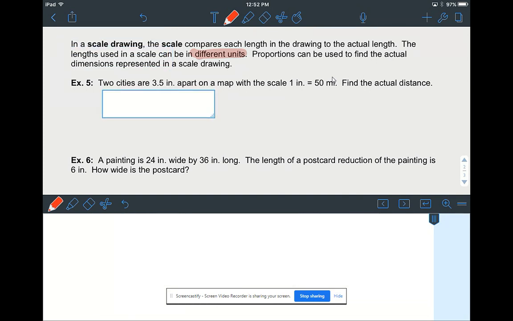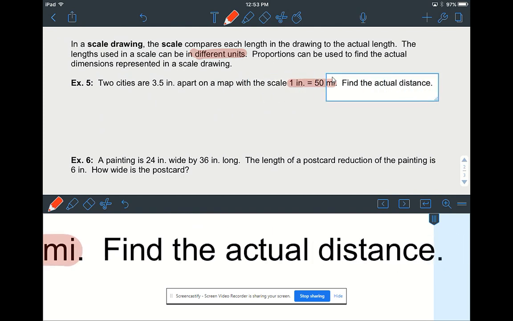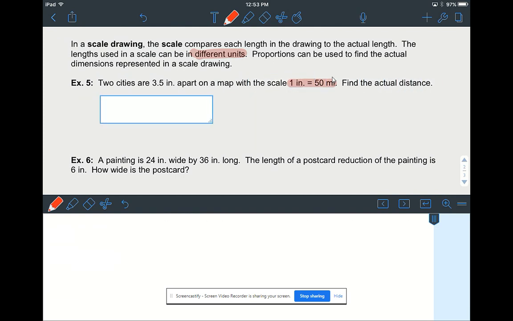Two cities are 3.5 inches apart on a map that has a scale of 1 inch equals 50 miles. So this is kind of like a history problem as well. Hopefully you guys have maybe done some scale stuff in history in the past, or you've done it this year, not sure quite yet. But find the actual distance between the two cities.